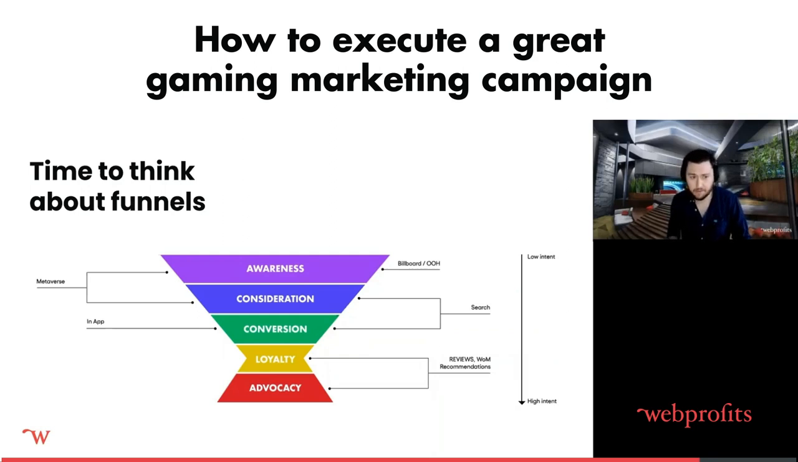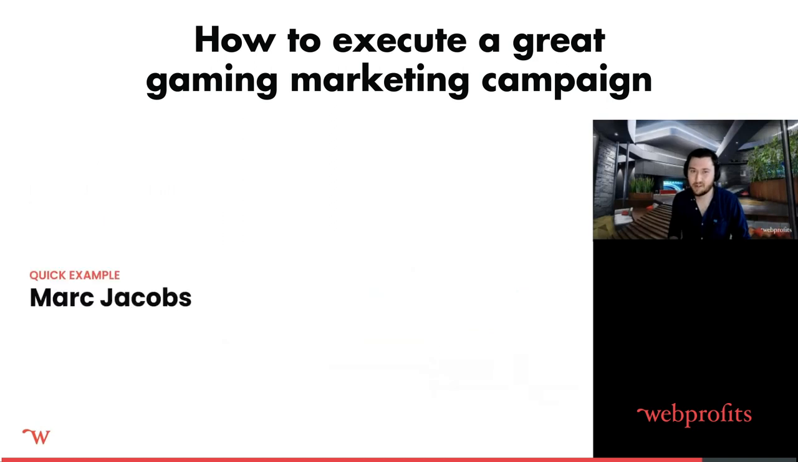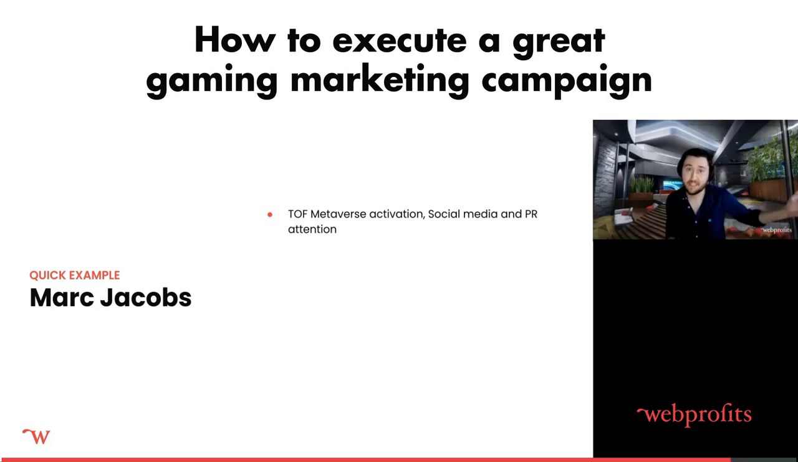I'll take you through a quick example, which I said that I would touch on. Let's think back to the example of Marc Jacobs. They had the Animal Crossing activation, right? They got in front of a new audience and it was super popular. What if you wanted to make that into a full campaign? How would you do it? Off the top of my head, well, not really, because I've pre-prepared a slide. Top of funnel: metaverse activation, social media and PR attention. This is what they actually did, right? Heaps of people found out about them due to their Animal Crossing play.